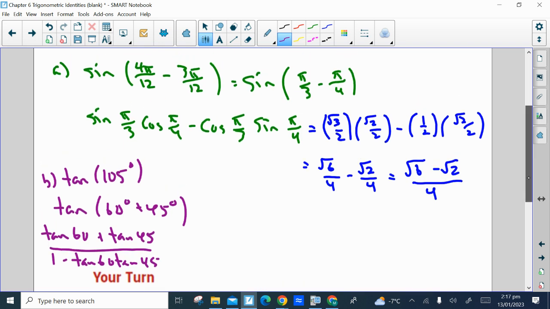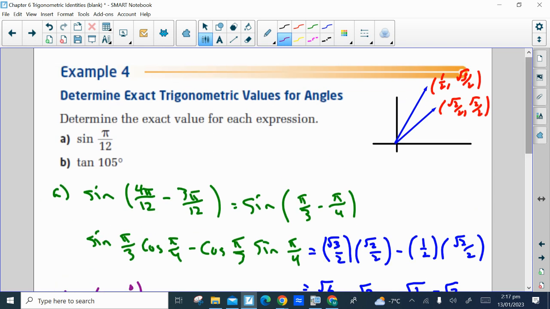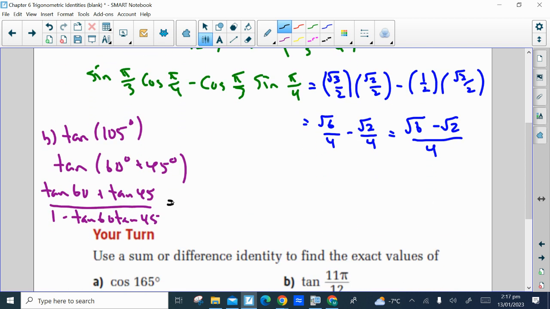Now 45 degrees is the same as pi on 4. 60 degrees is the same as pi on 3. So we already have those up above there. We just need to write our tangent values. Tangent is sine divided by cos. The tangent of 45 is 1 because you're dividing something by itself. And the tangent of 60 degrees is root 3. We've done that before. So, tan of 60 is root 3, plus the tan of 45 is 1, all over 1 minus root 3 times 1. Gives us root 3 plus 1 over 1 minus root 3.